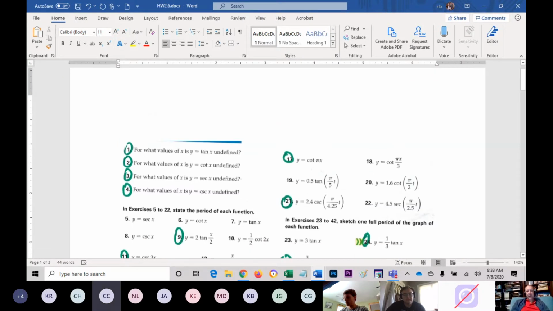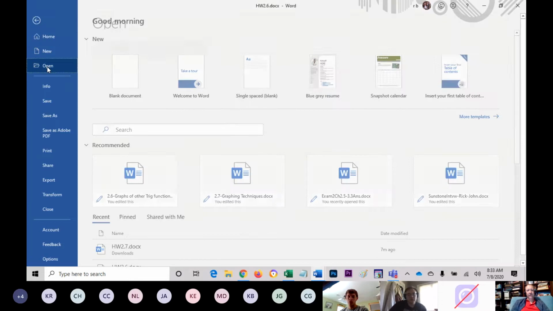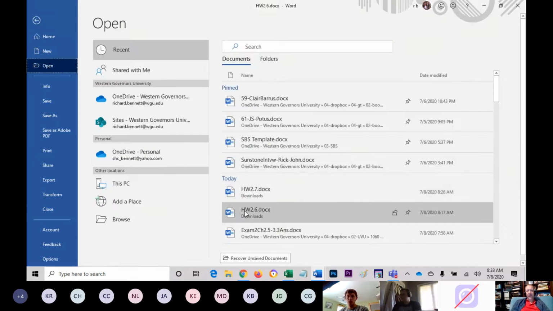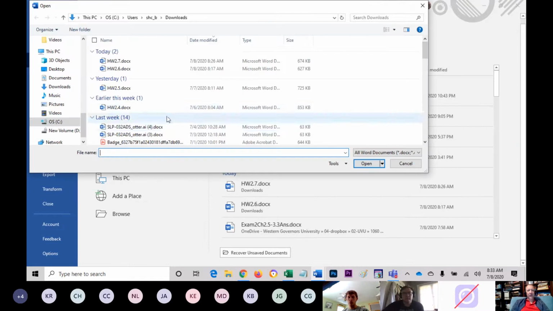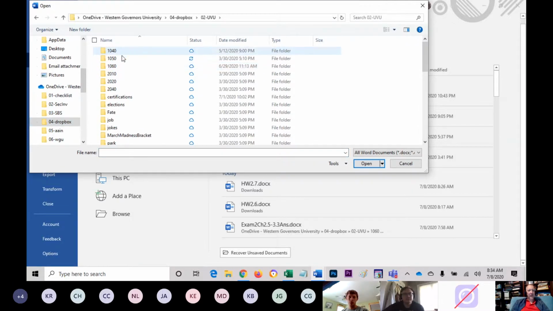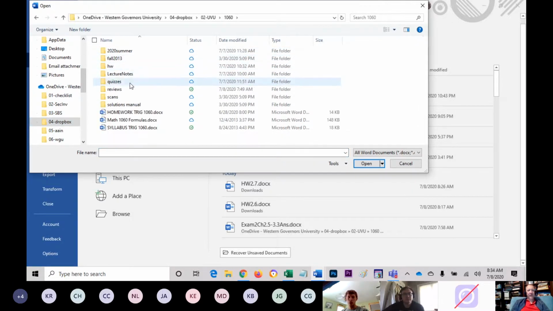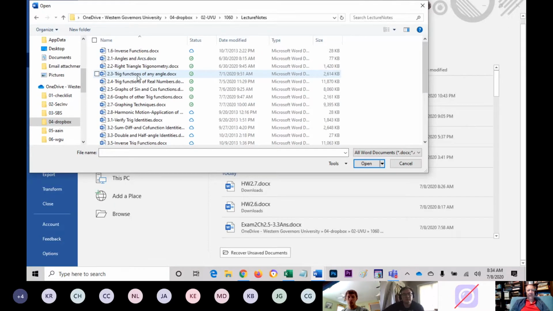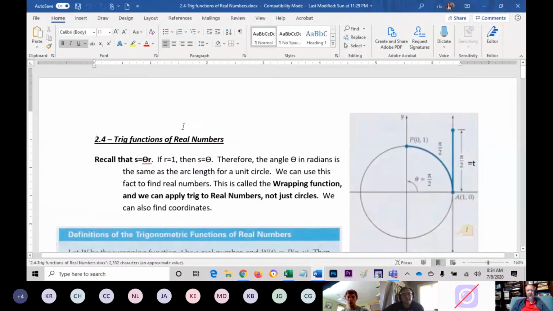So for what values of x is y equals the tangent of x undefined? I almost want to go back to my notes to make that super clear. Shall I go back to my notes? Yes, please. Obviously, you can't use your notes on the test, though. Where's my notes? I'm trying to remember which section it was. I think it was 2.4, let's say, because this is really a review question.